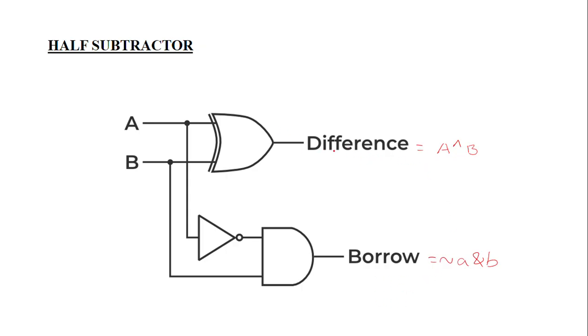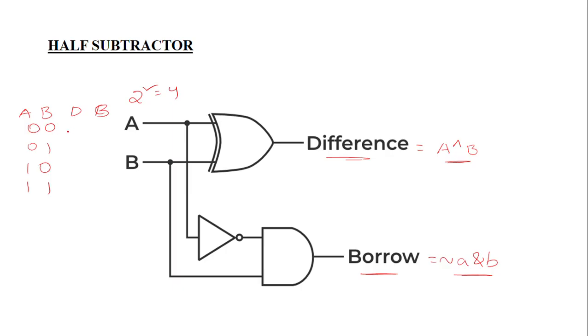The difference is generated by the A XOR B operation, whereas the borrow is generated by the inverse of A AND operated with B. Like that we can generate the difference and borrow of the half subtractor. As for the truth table, there are two variables, so 2 squared gives 4 combinations: 00, 01, 10, 11. This is the A values, this is the B values, and the difference and the borrow.